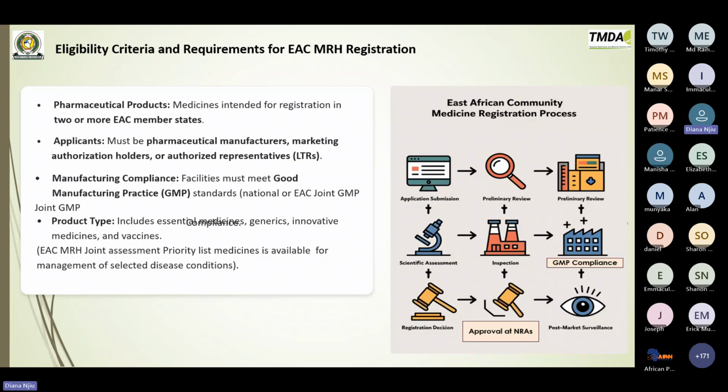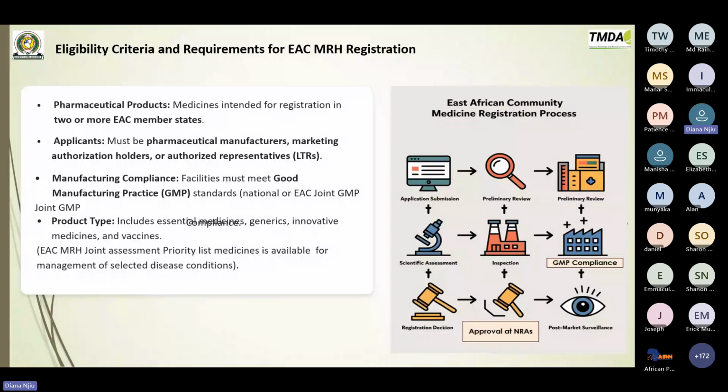When we say you are intending 2 or more member states, it means there will be some payment and some initial submission of your application to notify the particular member states, for instance, Kenya and South Sudan. Also, the applicants must be pharmaceutical manufacturers or marketing authorization holders, and also authorized representatives, meaning the LTRs, local technical representatives. Other than these, they will not be fit to be applicants.